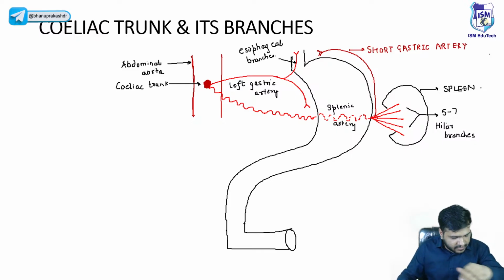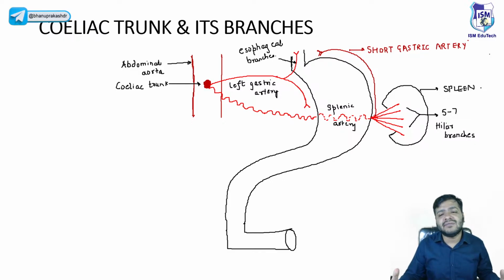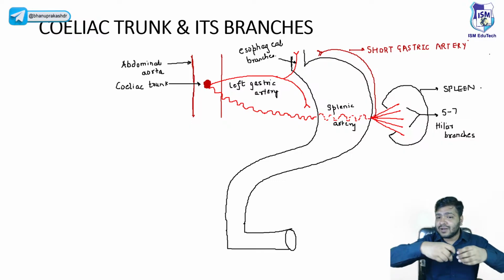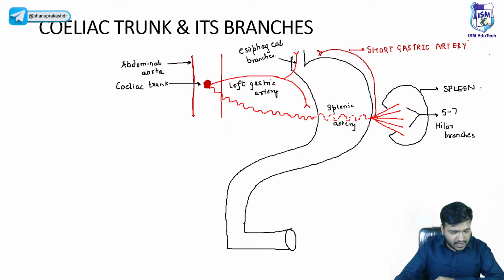I have already told you it is tortuous because, see, as the stomach moves, the spleen also moves. When it is moving and getting far away, so that the blood supply is not hampered, it is the largest artery so that it can increase its length, even if the organs are moving, to provide some extra length. That's why.